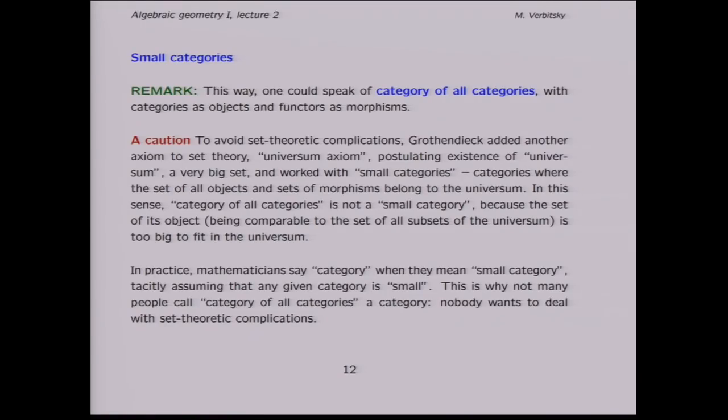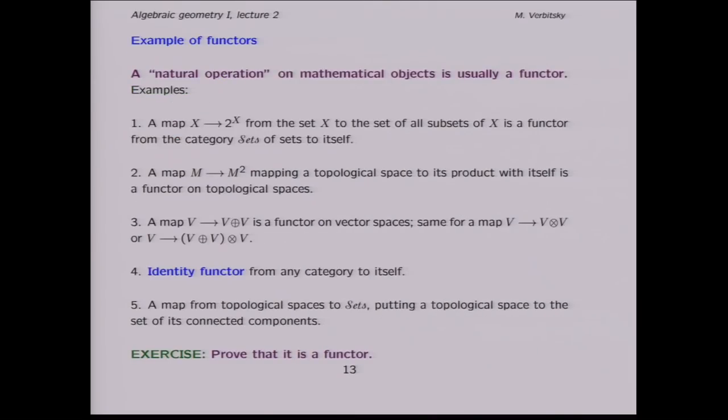The best book is MacLane, Categories for the Working Mathematician. Okay.